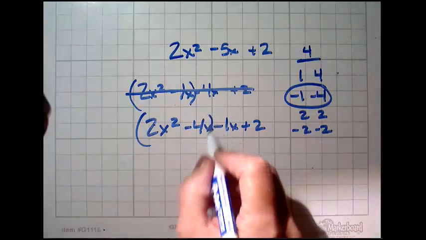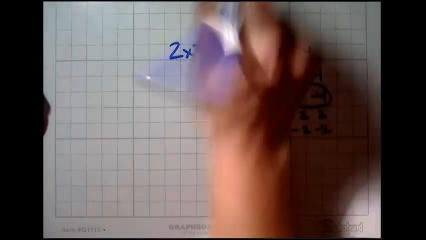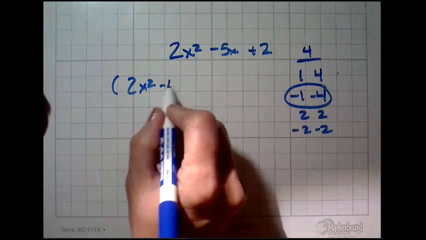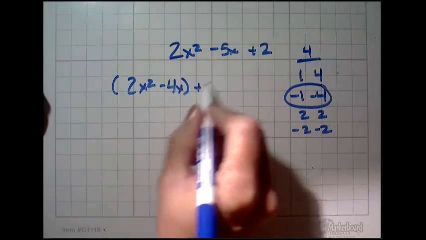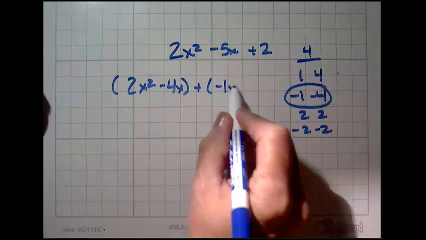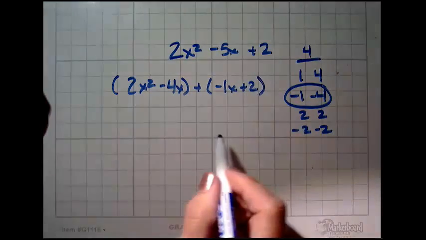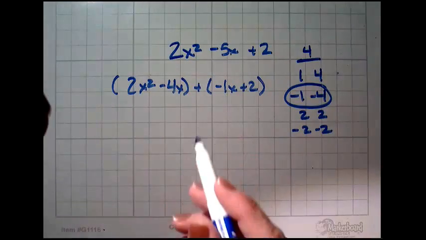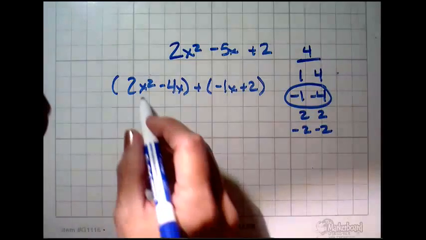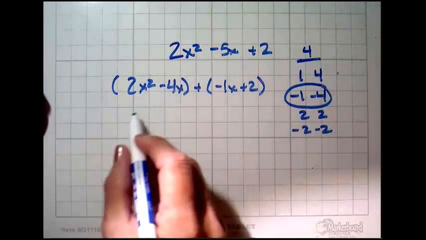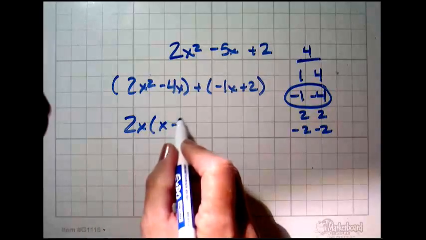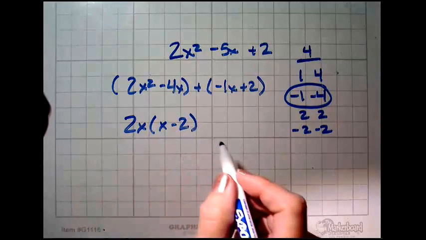So one set of parentheses. Let me rewrite this a little bit here. 2x squared minus 4x, and then I'm going to put plus negative 1x plus 2. I hope that's okay with you. I need to have that negative sign stay with the 1, and when I just drew my parentheses I didn't leave myself enough room. So 2x squared minus 4x, what do they have in common? A 2 and an x, and I'm left with an x minus 2. So that looks good so far.